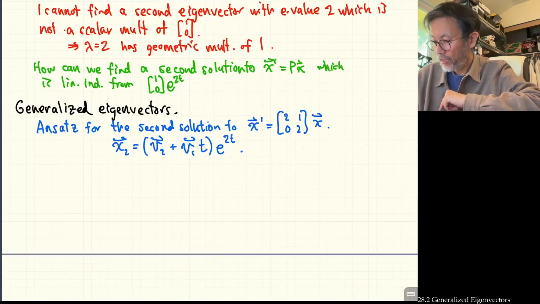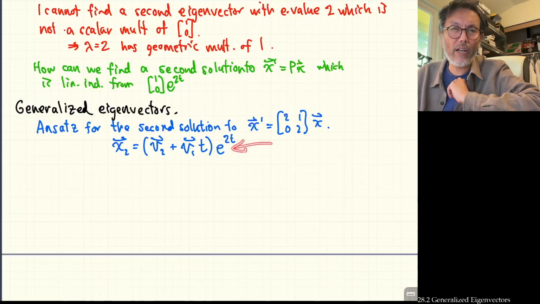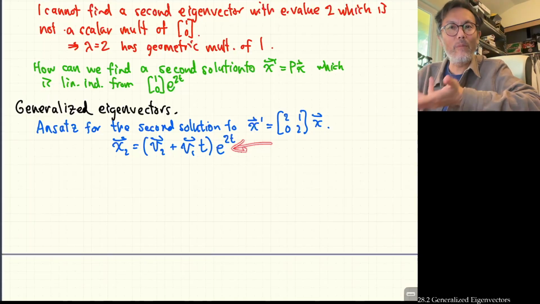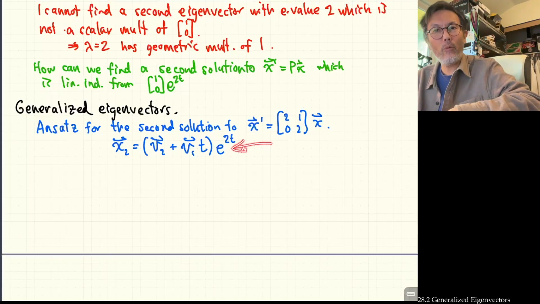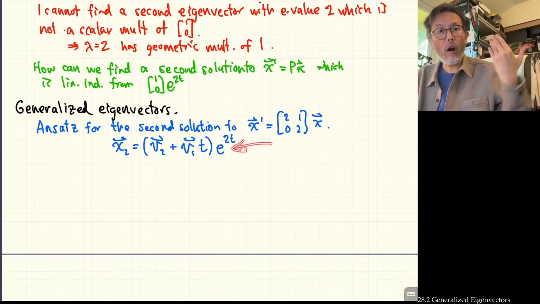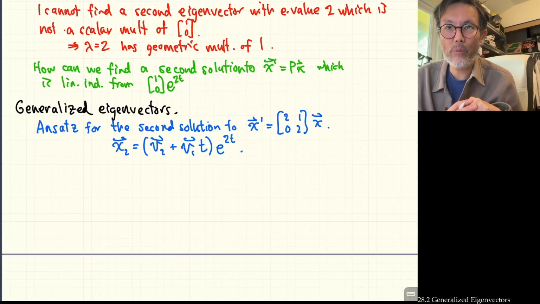Where did this ansatz come from? It came from us being creative. I mean, not you, because I'm shoving this down your throat, but some mathematician somewhere was saying to themselves, oh, I think this might work. Let's see if it does. And then they tried and found there are conditions indeed on v1 and v2 which will make this work.